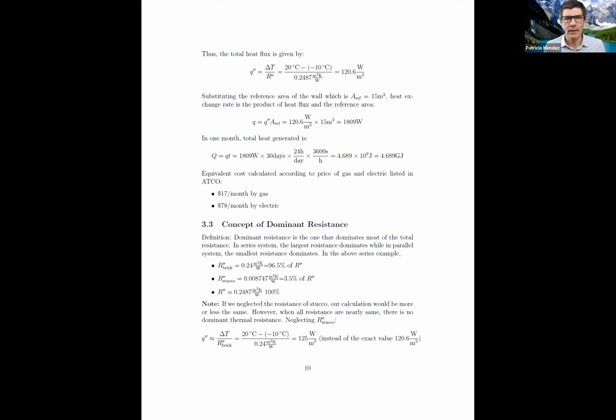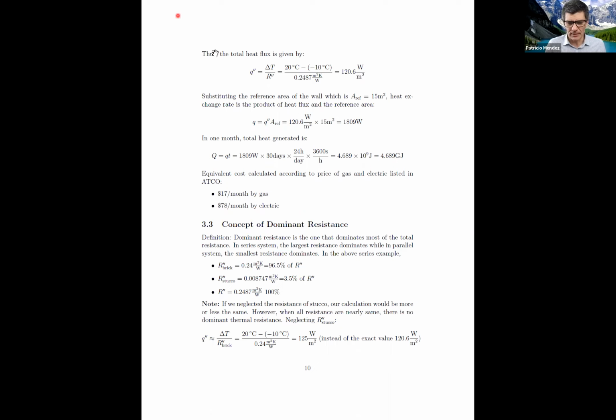The definition of dominant is not which one is biggest or which one is smallest. The definition of dominant is the one that has the biggest influence on the overall resistance. If you have a very, very complex circuit, but one of the resistors conveys most of the final result, that resistor would be the dominant one, whether it's parallel, series, big or small, whatever it is. So we saw in this case, the brick was dominant, the stucco was secondary.